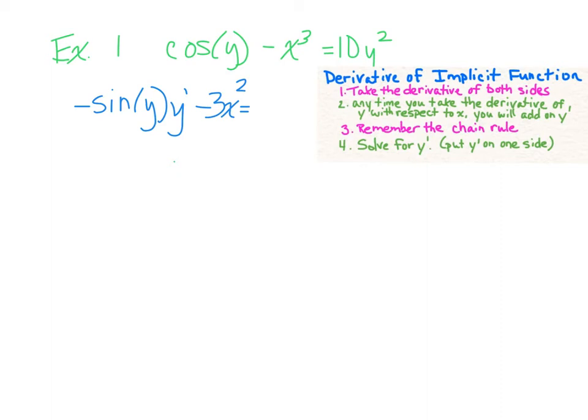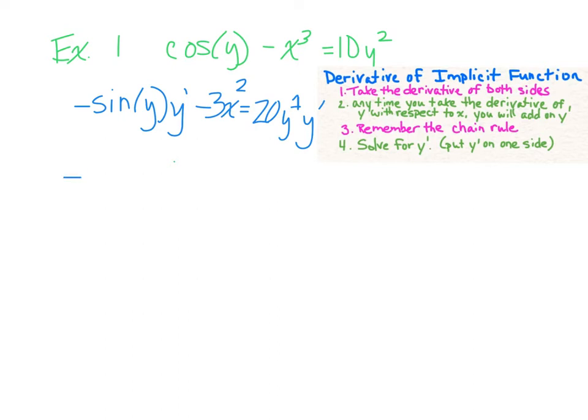We could use the power rule and get 20y, reduce that by 1 to y to the 1, but now times the derivative of the inside, which is that y, so we're going to have a y prime there. Now that we've taken the derivative, our goal is to solve it for just y prime. So let's first move all the y primes to one side.